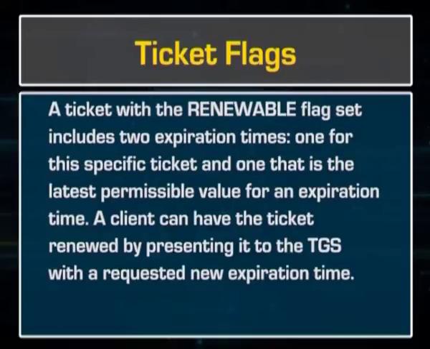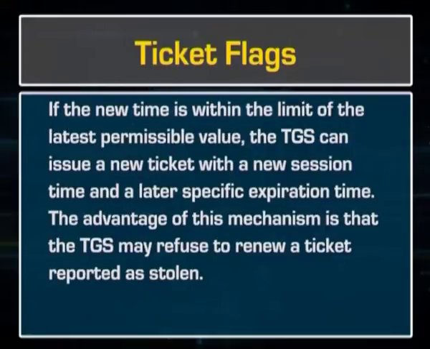A ticket with the renewable flag set includes two expiration times, one for this specific ticket and one that is the latest permissible value for an expiration time. A client can have a ticket renewed by presenting it to the TGS with the requested new expiration time. If the new time is within the limit of the latest permissible value, the TGS can issue a new ticket with a new session key and a later specific expiration time. The advantage of this mechanism is that the TGS may refuse to renew a ticket reported as stolen.